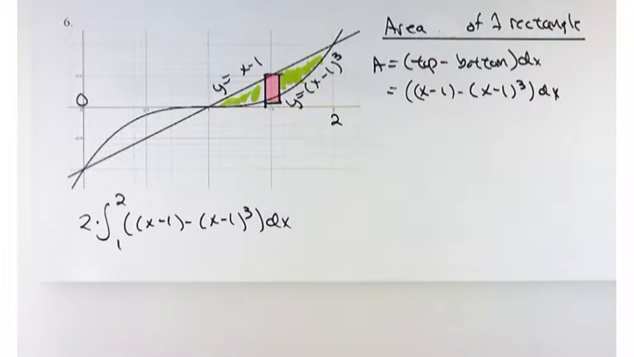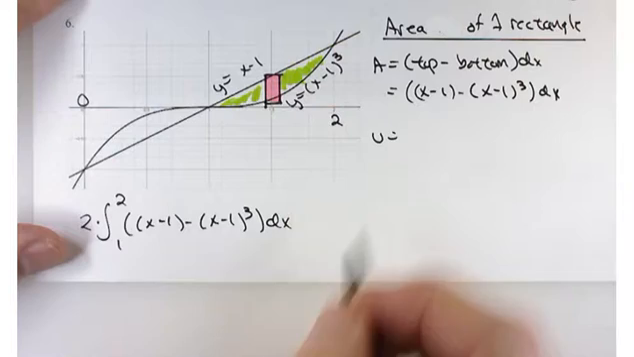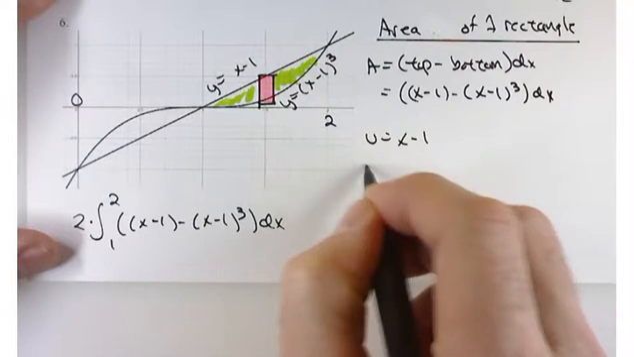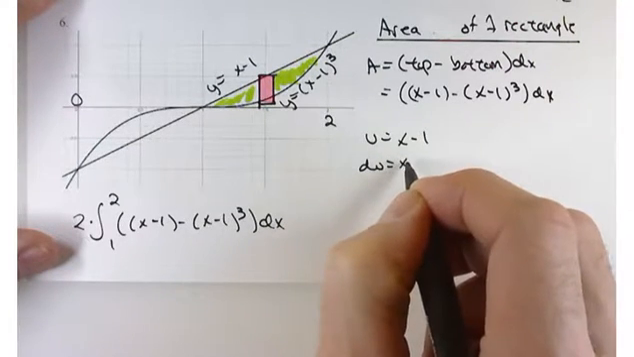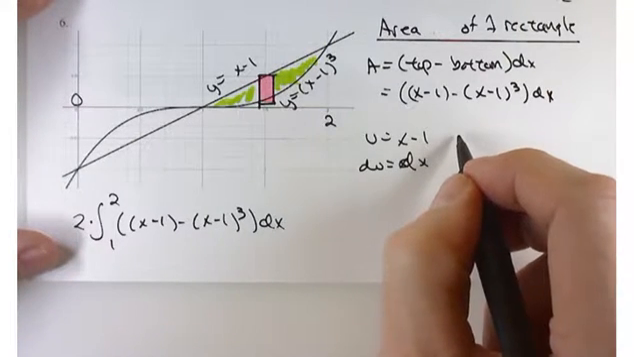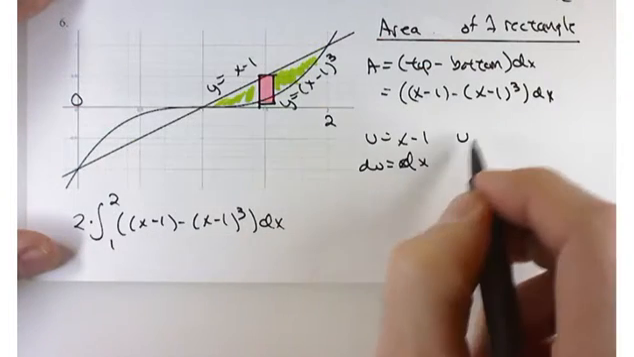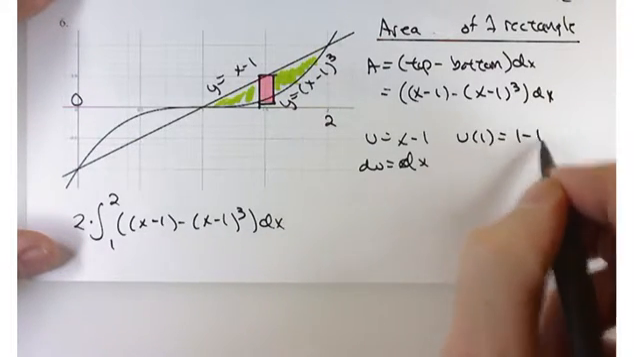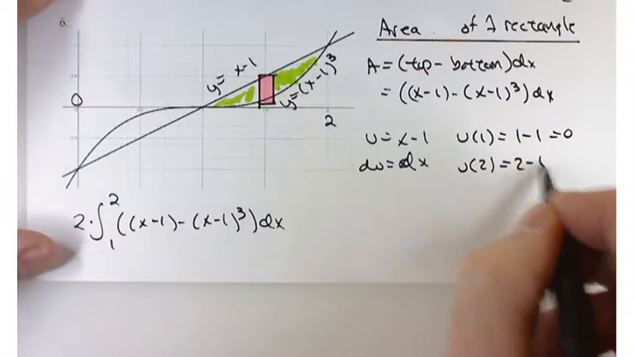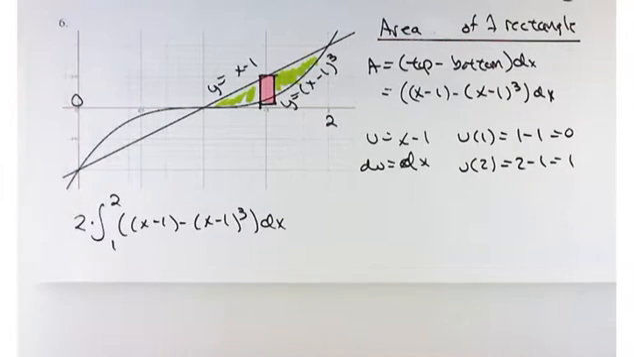So here's a suggestion. Let's make a u-substitution. Why not? What would you suggest I let u equal? x minus 1. And the cool thing is that du equals dx. So that's nice. And finally, let's change our limits of integration. So u at 1 is going to be 1 minus 1, which is 0. u at 2 is going to be 2 minus 1, which is 1. So nice. I'm going to change my limits of integration and be done with this in a snap.